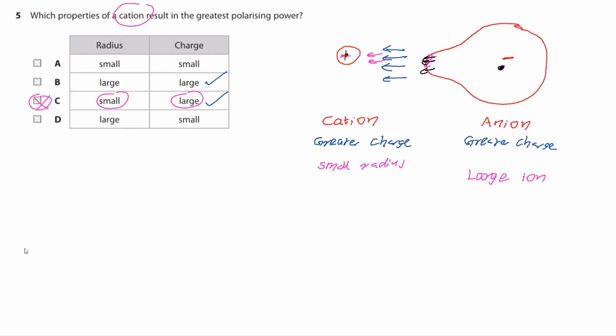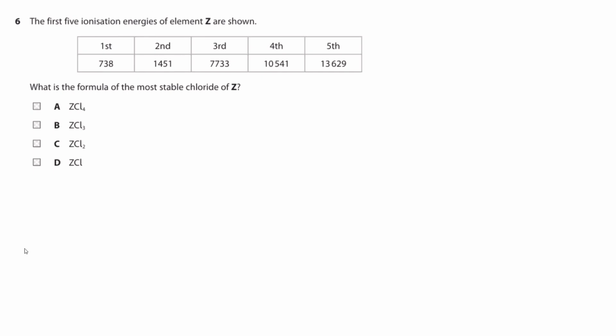Let's go for question number 6. The first 5 ionization energies of element Z are shown. When you look at these numbers, most students get confused when they try to figure it out using these numbers. There's an easy way to find the real answer: just plot them in a graphical way, in a graph.